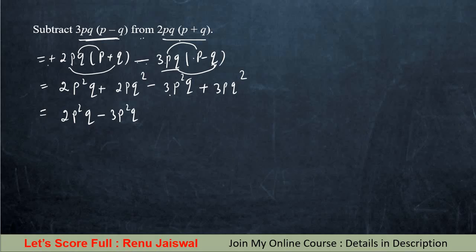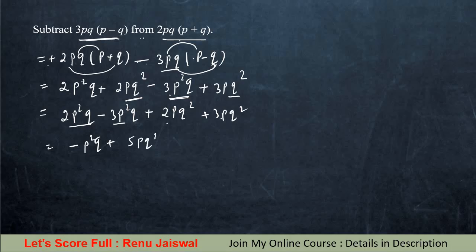Now the time to separate the like terms, 2p square q and then this minus 3p square q, and then take 2pq square, this term, and then this 3pq square. Here p has a square, q does not have. So I need to search the same term where p has a square. So that is this, and q does not have. They are of different sign. So 2 minus 3 is minus 1, and we don't write 1. So minus p square q. 2 and 3, which is 5, and then this is the answer.